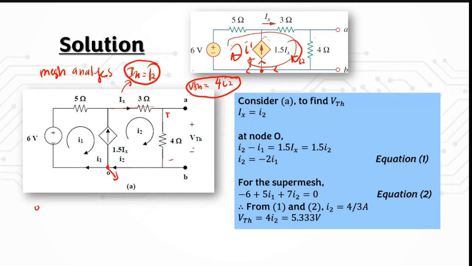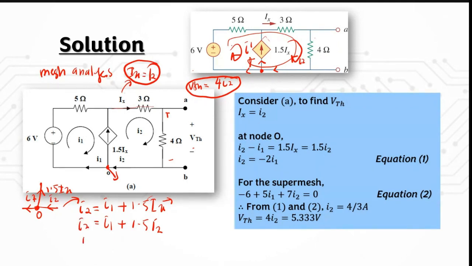Okay, for your node 0, just draw again. This is your node 0. Okay, so this is your 1.5 Ix, and then this is your I2, and then this is your I1. So you know that from this node, node 0, I2 is equal to I1, sorry, I2 equal to I1 plus 1.5 Ix, and you know that your Ix here is actually equal to I2. You can just substitute: I1 plus 1.5 I2 equal to I2.